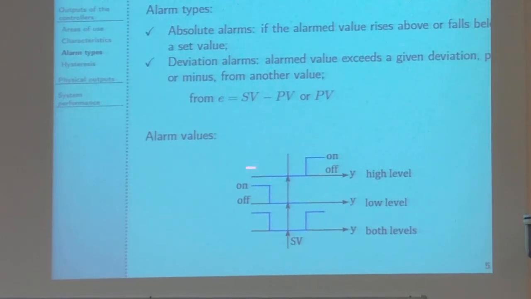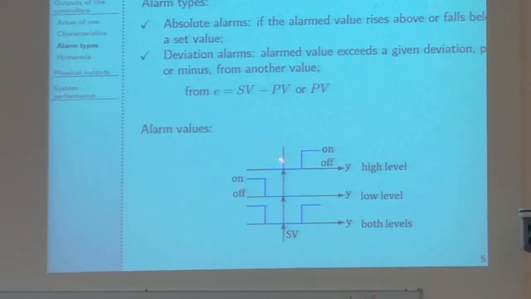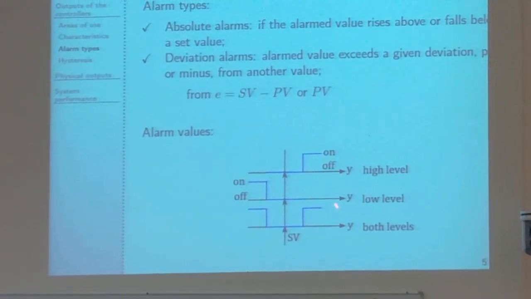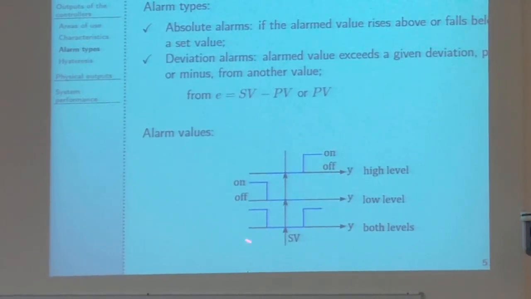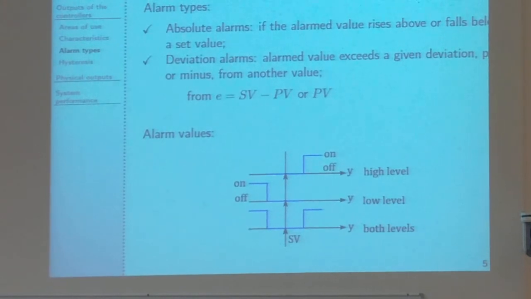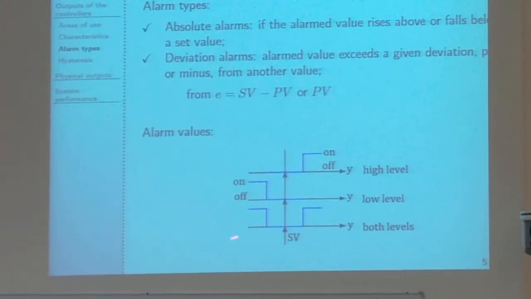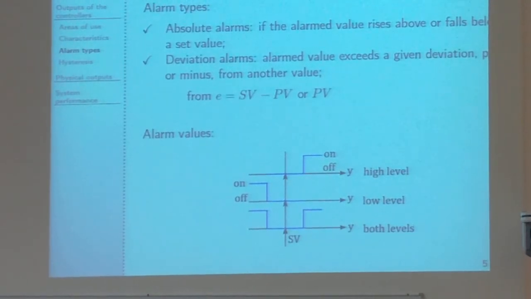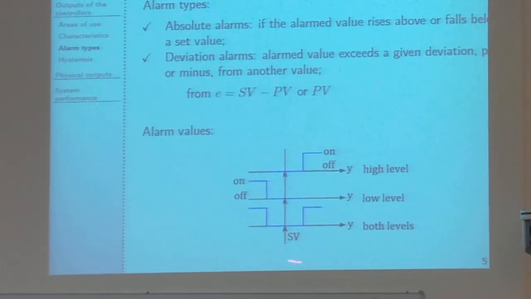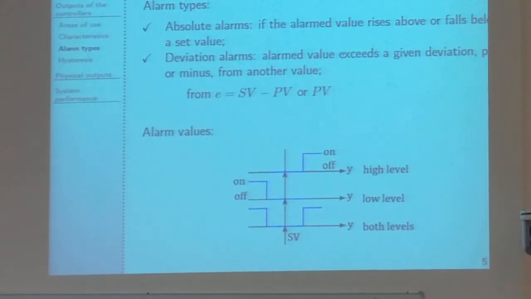And of course, for that matter, we can also set a low level. Or in such a way we can have both levels. But if we use just absolute alarms, then we should have two parameters. This is not so cool and so easy. So for that matter, it is better to use so-called deviation type of alarms.